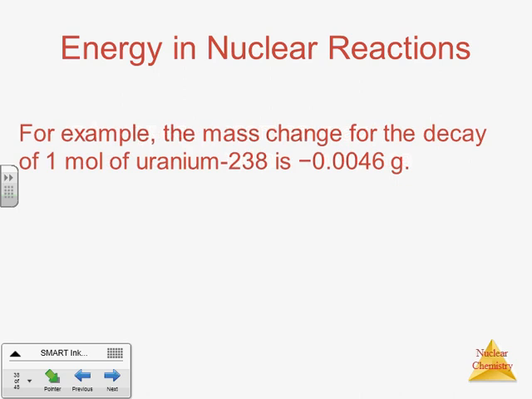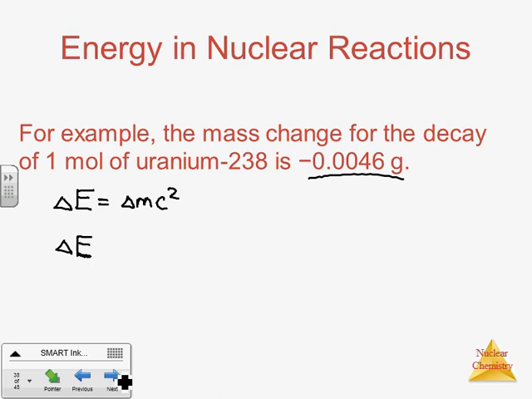So the mass change for the decay of 1 mole of uranium-238 is negative 0.0046 grams. So we have the equation E equals delta m c squared, and we can figure out the change in energy if we know the mass change. Now the mass is decreasing here. We're losing some mass, which means that we must be gaining some energy. The amount of mass that we lose when 1 mole of uranium-238 decays is 0.0046 grams. That's a fairly small amount.